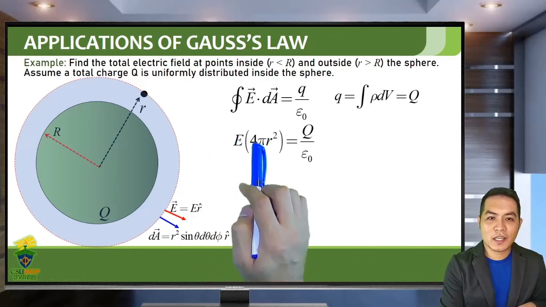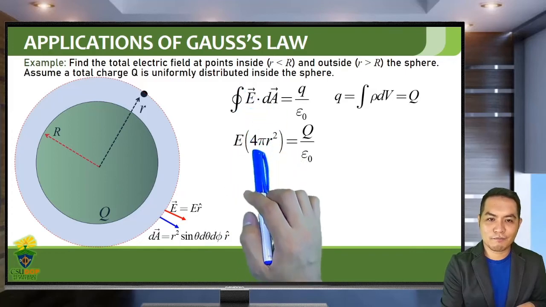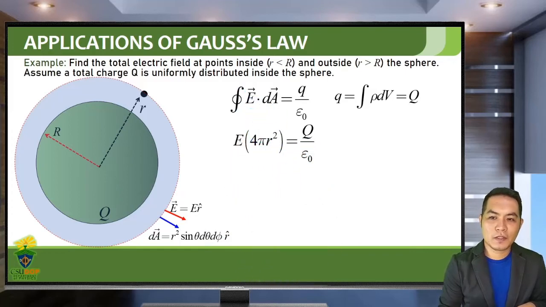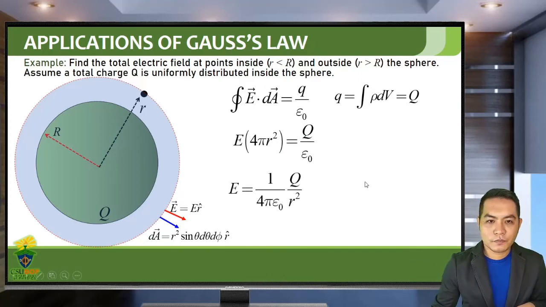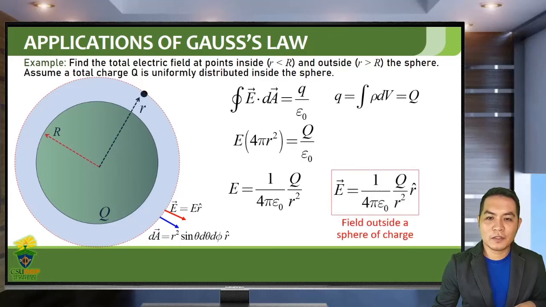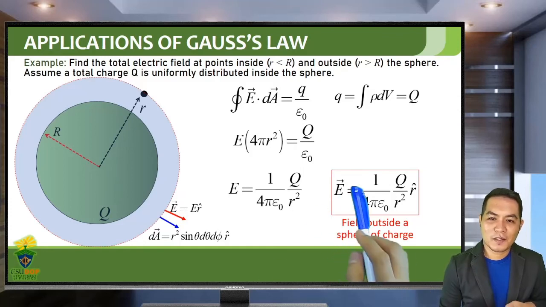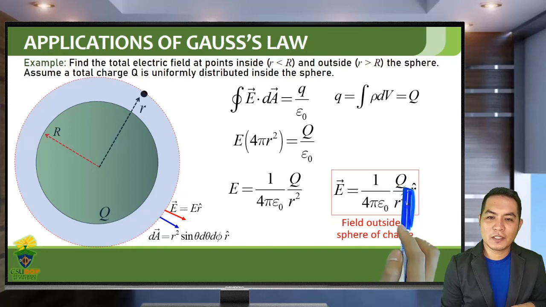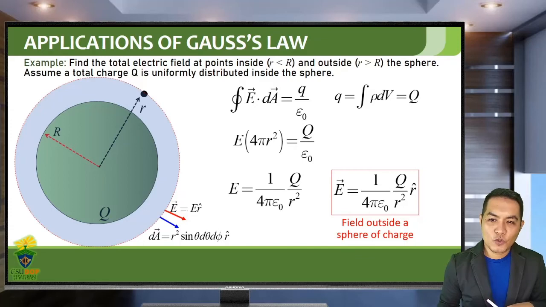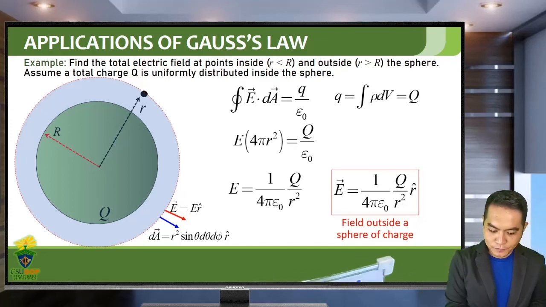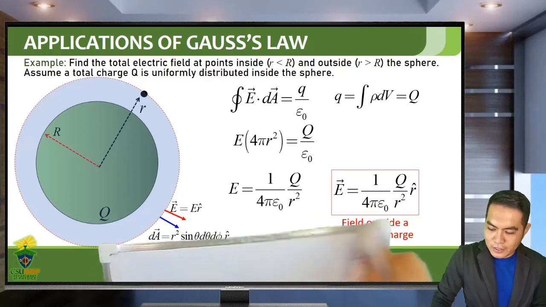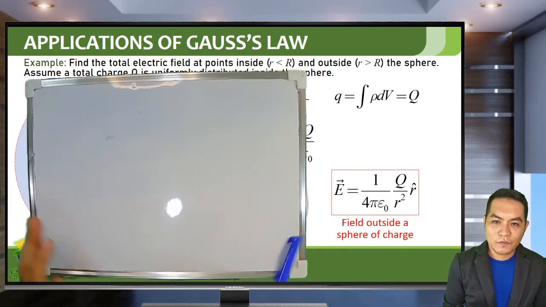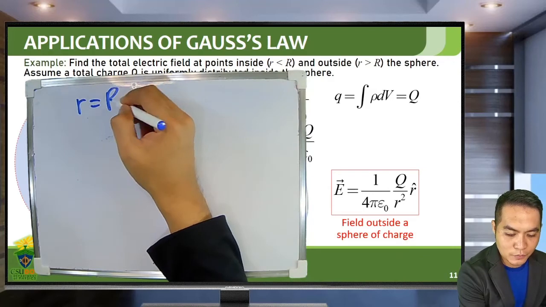So you will still get the same result. E times the total dA, which is 4 pi r squared, equals Q over epsilon naught, and you will get 1 over 4 pi epsilon naught Q over r squared, and this is now the field outside a sphere of charge. So it kind of looks like a point charge, but Q here is distributed in a sphere of radius capital R. So the limiting case here is when small r is equal to the radius.